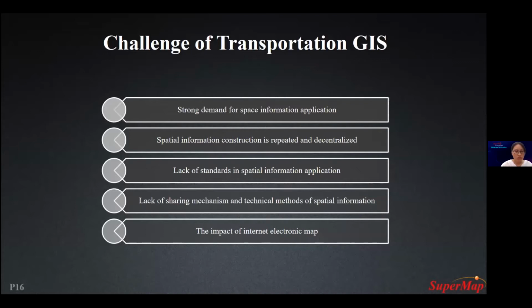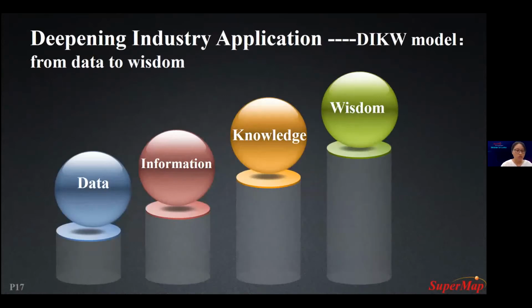Also, with the development of internet electronic maps, how to construct a system that is more professional, more reliable, and has more practical applications. With these questions, we propose the DIKW model to solve the deepening industry application. It is a development model from data to wisdom. In the traditional way, we always solve problems according to the data we have, so we can only do a few applications around the data.